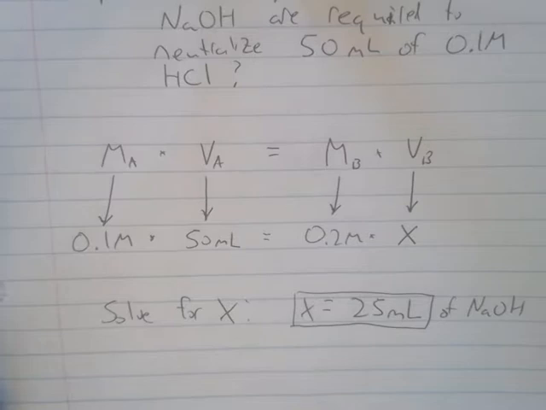Relatively easy problem. Most of these problems are. You just have to solve for X, and usually the X is either a Va or a Vb. It could even be an Ma or an Mb. It doesn't matter as long as you have the other three numbers. You just plug in the X and solve for it. There's only one way that I found that this problem can be a little bit tricky, and I'm going to show you that right now.